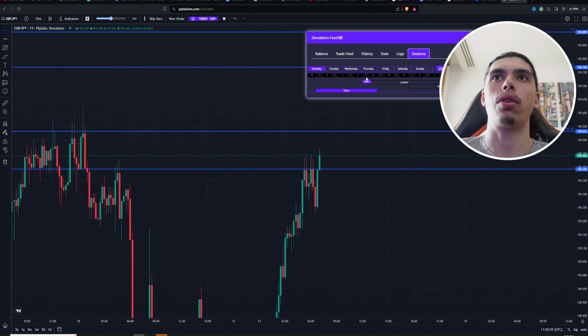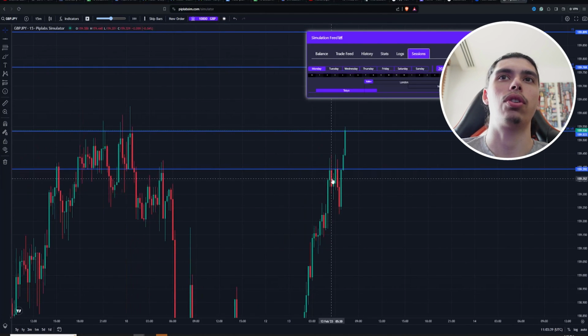All right, so we are looking to close above. This candle closes in 10 minutes. All right, so we've just gone straight through that zone. We did close above here.